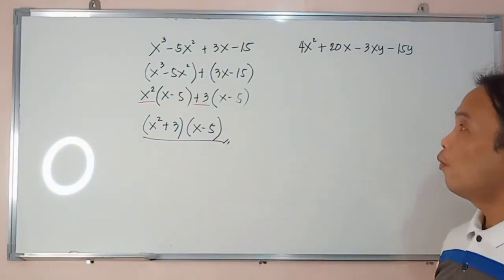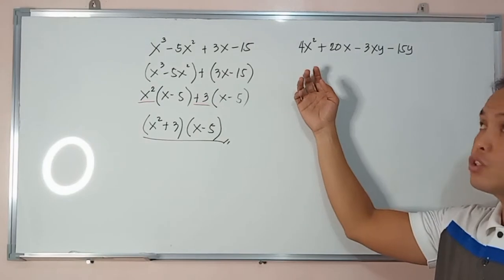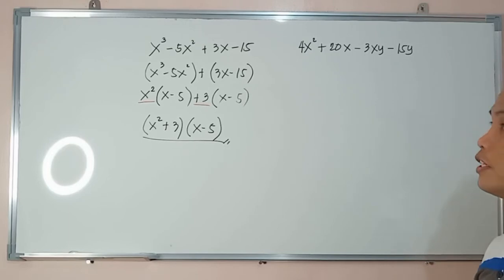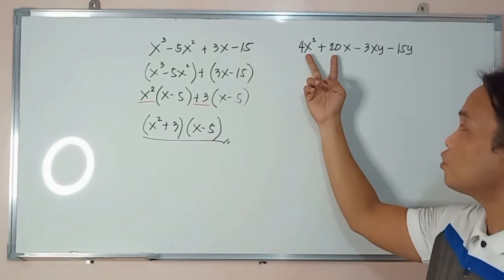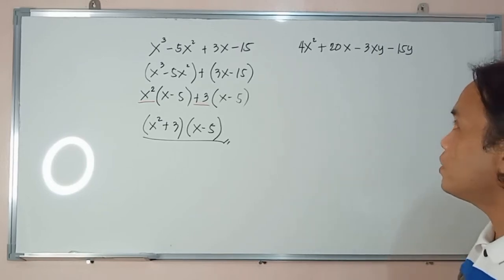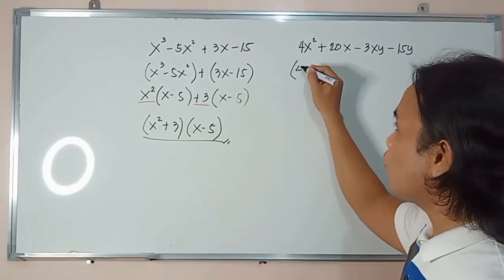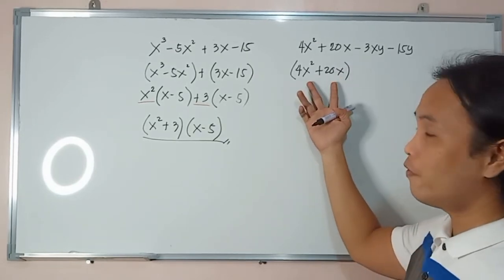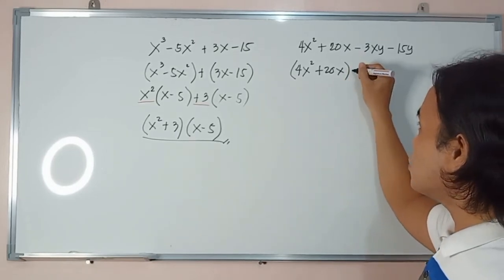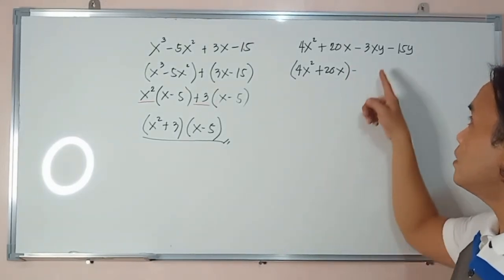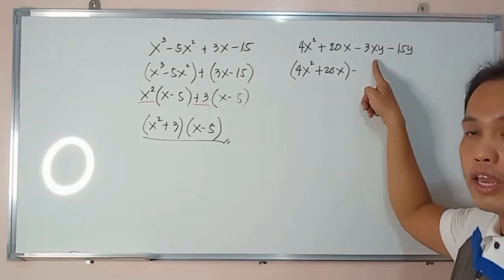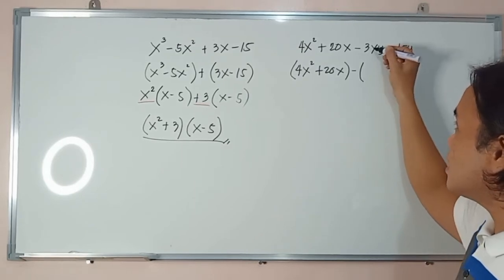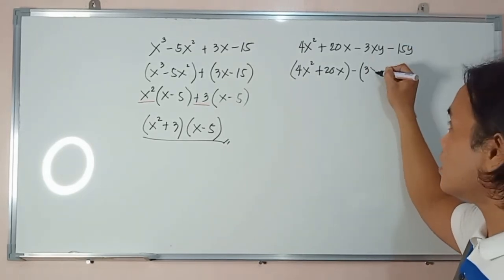Another example. We have here 4x squared plus 20x minus 3xy minus 15y. The same process, we group together these first two terms and these last two terms. By using parentheses, we can rewrite this polynomial, which is 4x squared plus 20x. This is our first binomial. Then we copy the minus sign. Now here we have the second two terms, which is 3xy minus 15y. So, by using parentheses, we copy 3xy.